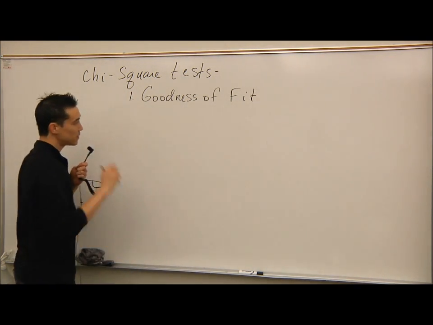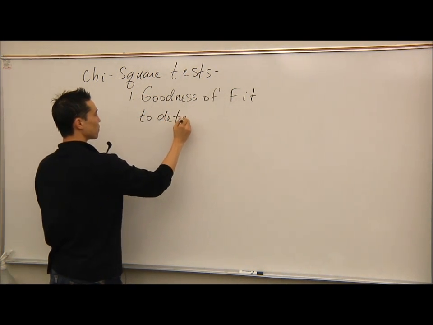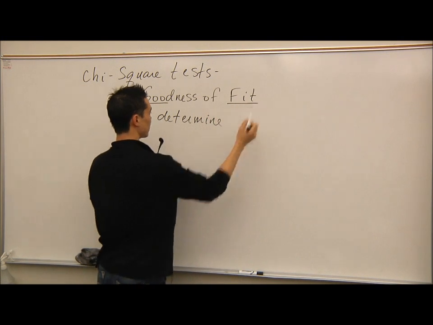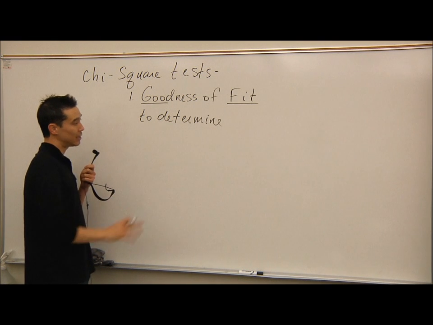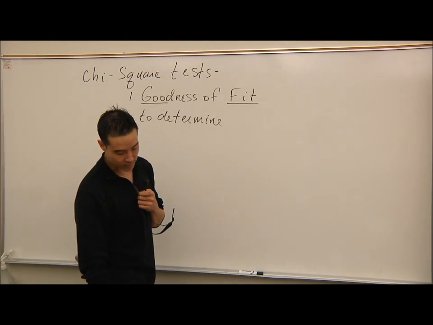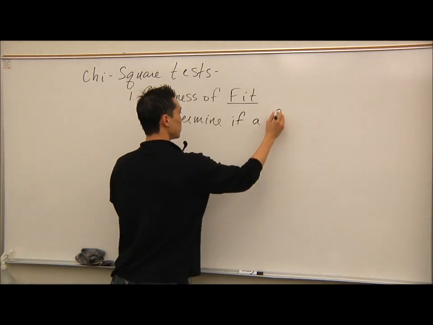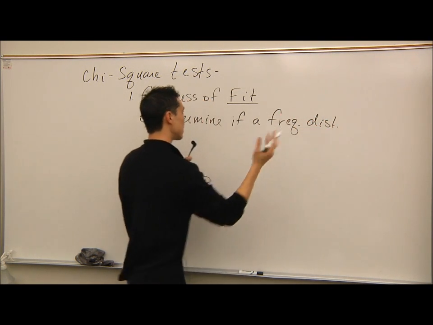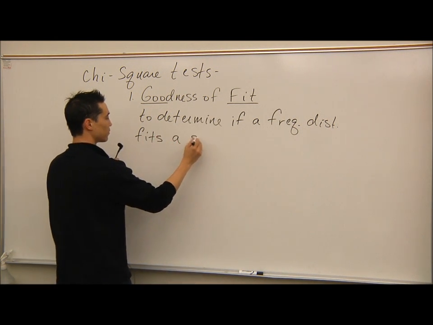Okay, so the goodness of fit test is used to determine basically how good something fits, right? So it's called goodness of fit because we're trying to determine how good something fits. So what I'm going to write here is: used to test whether a frequency distribution fits a specific pattern. To determine if a frequency distribution fits this hypothesized pattern.